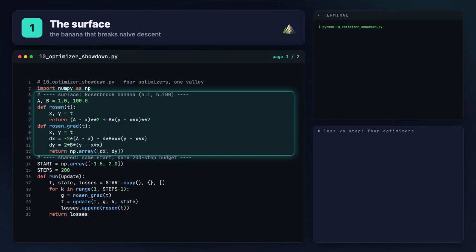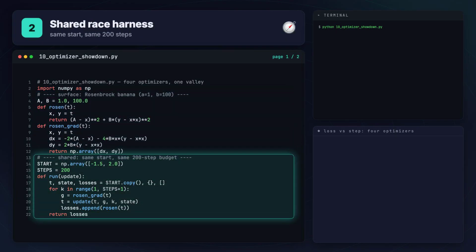The surface first. Rosen returns the scalar loss. Rosengrad returns the 2-vector gradient. Classic Rosenbrock: (a - x)^2 + b(y - x^2)^2 with a = 1, b = 100. The minimum sits at (1, 1) where the loss is 0. That b of 100 is what makes it nasty. The y minus x squared term is 100 times stiffer than the a minus x term, so the canyon is steep across and shallow along. This is the same ill conditioning idea as our bowl, just curved instead of elliptical.